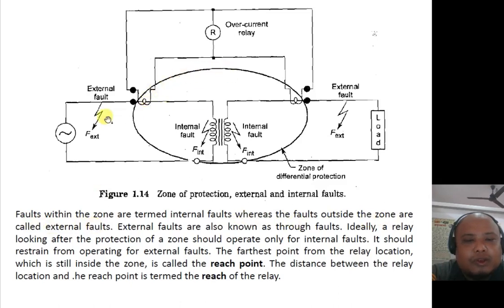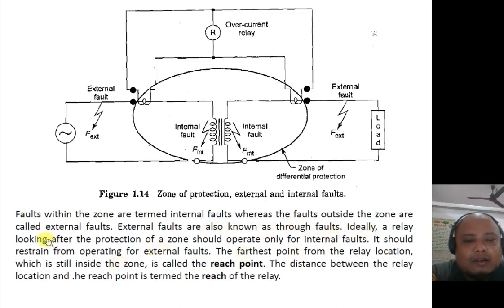So suppose this is a transformer to be protected. It is protected by this differential scheme. The operating zone, or the protective zone, of this protective scheme is defined by these two points. This is the operating zone within which the protective scheme should operate. External faults are also called through faults. Please remember, these external faults are also known as through faults.